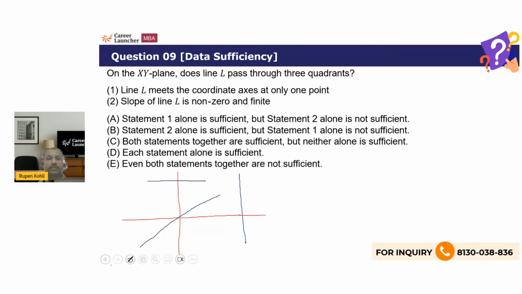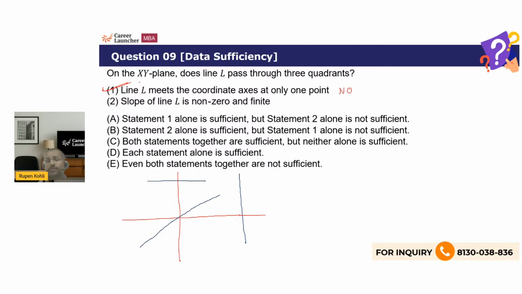In all these three cases, the line is passing through exactly two quadrants. So I have a definite no to the question asked. No, definitely the line is not passing through three quadrants. It is definitely passing through only two quadrants. So statement 1 is sufficient. It's a yes-no question, and we have got a definite no.